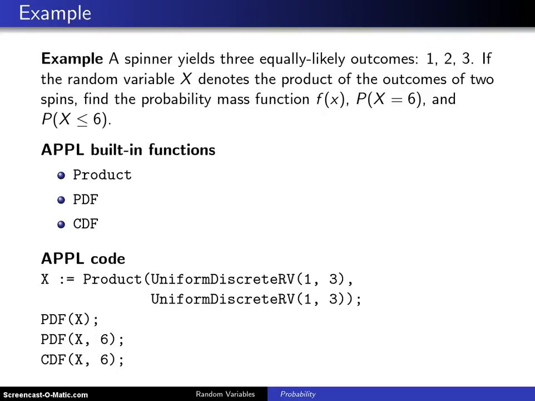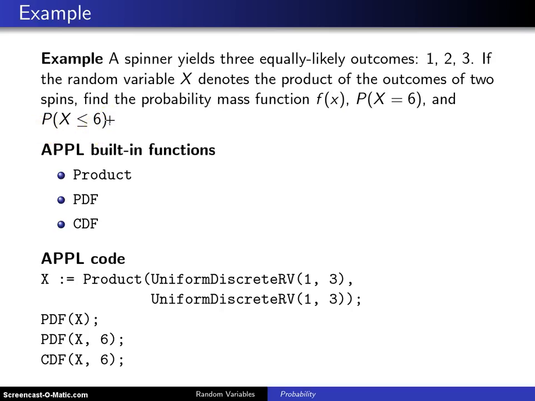Here's another example of using APPL to solve a probability problem, and this is a familiar one that we've encountered before. A spinner yields three equally likely outcomes 1, 2, and 3. If the random variable x denotes the product of the outcomes of two spins, what is the probability mass function f of x? What is the probability x equals 6?